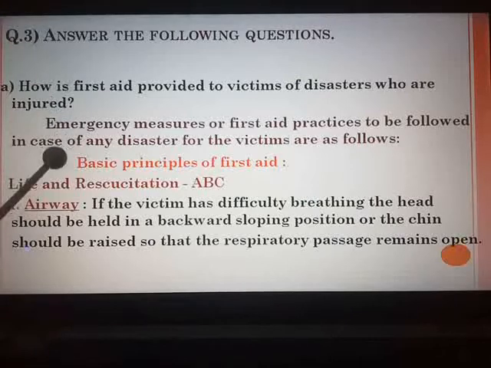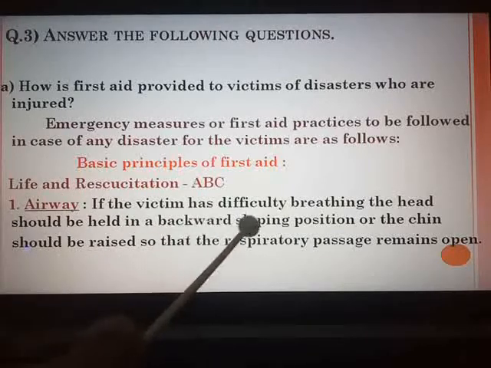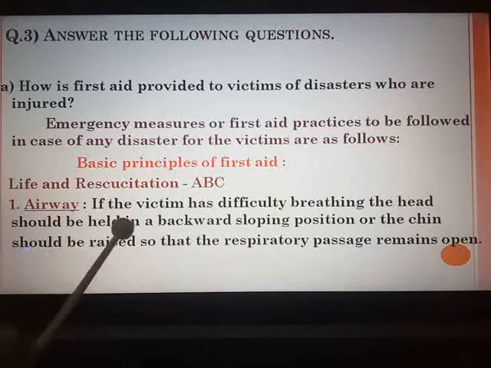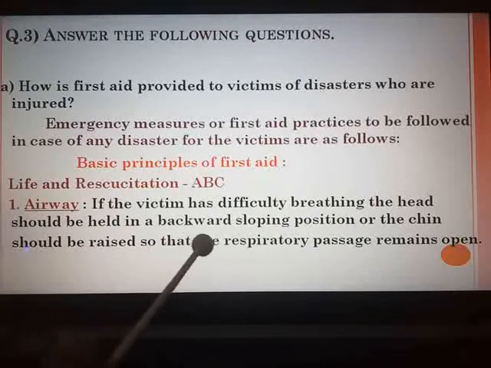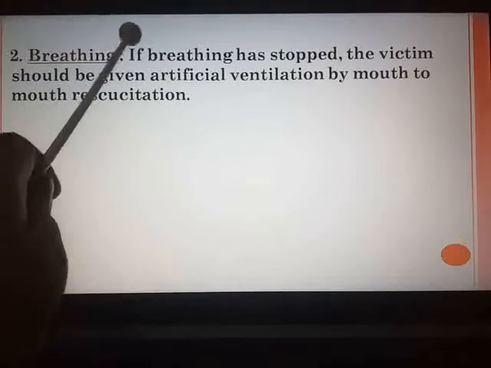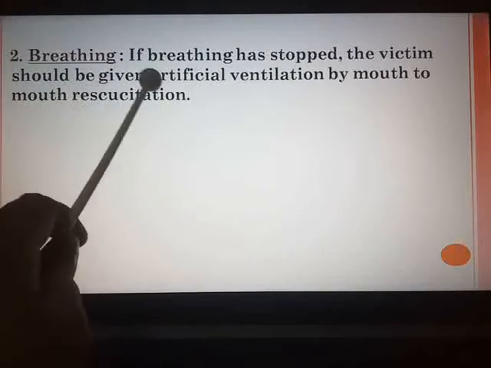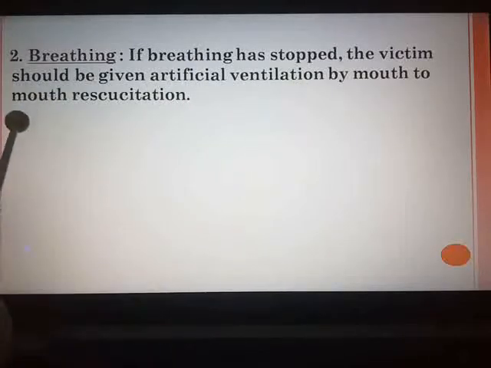Below that, basic principles of first aid, life and rescue citation, ABC, airway. If the victim has difficulty breathing, the head should be held in a backward sloping position or the chin should be raised so that the respiratory passage remains open. I am going fast because everything is to be marked in continuation. Next is breathing, point number 2. If breathing has stopped, the victim should be given artificial ventilation by mouth to mouth resuscitation.